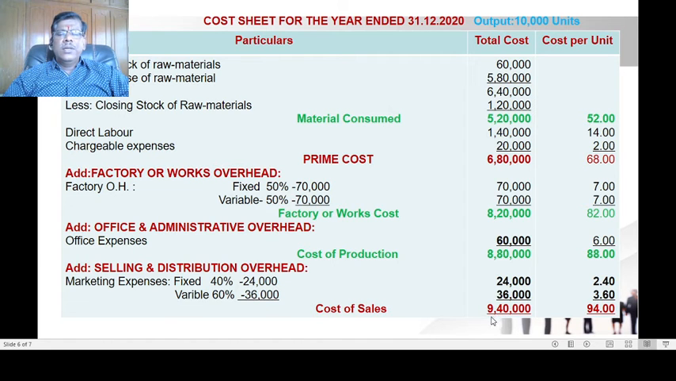Then cost of production plus selling and distribution cost, you will get the cost of sales, that is 9,40,000. Then 9,40,000 is 94 rupees per unit. It is the cost of sales calculated.